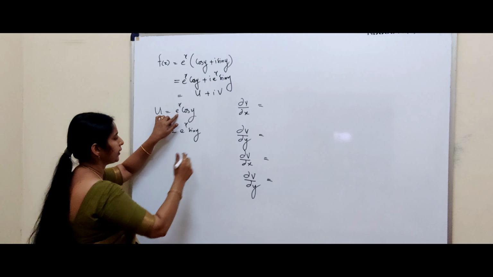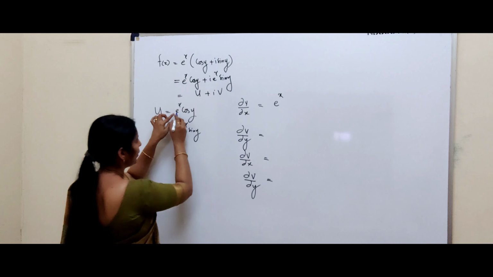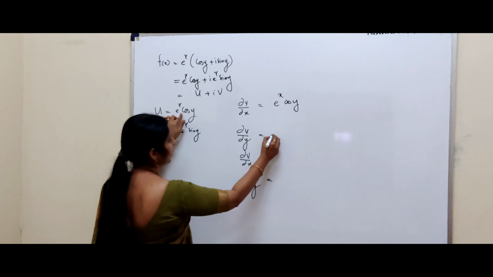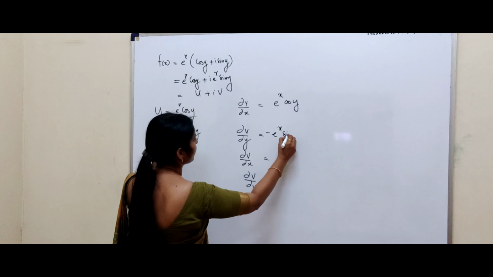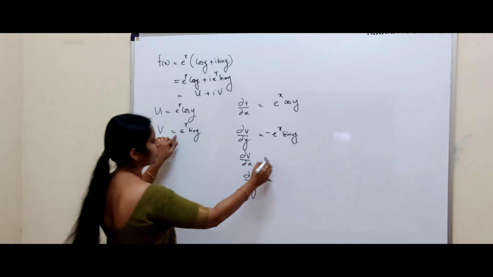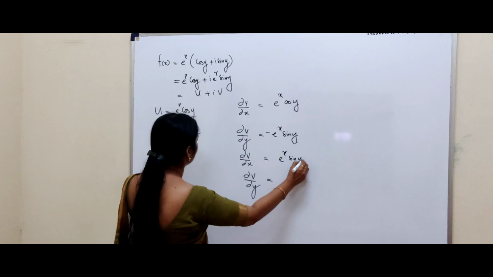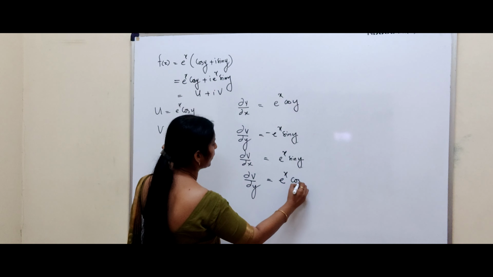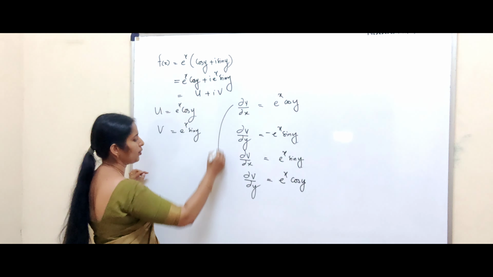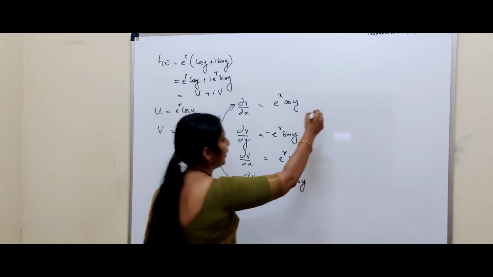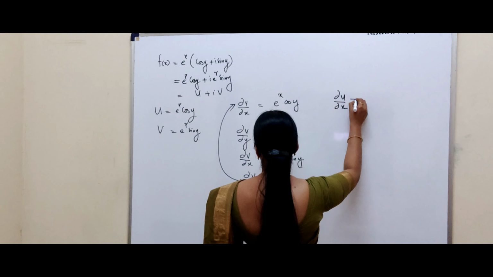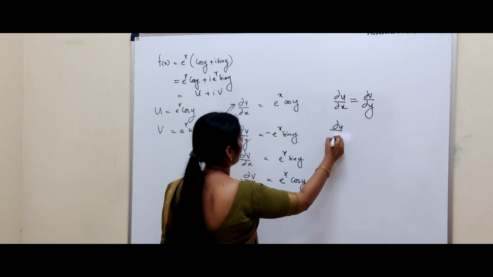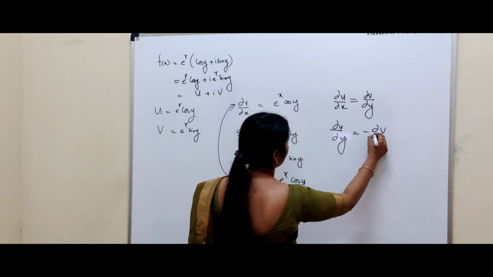What is ∂u/∂x? The derivative of e raised to x is e raised to x, then cos y. ∂u/∂y: e raised to x into derivative of cos y, which is minus sin y. ∂v/∂x is e raised to x into sin y. ∂v/∂y is e raised to x into cos y. Next you check whether these are equal or not. Clearly, ∂u/∂x is ∂v/∂y. Also, ∂u/∂y is equal to minus ∂v/∂x.